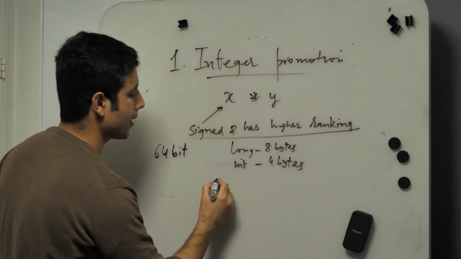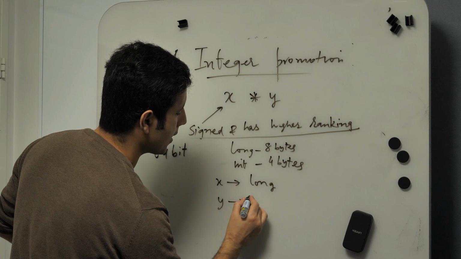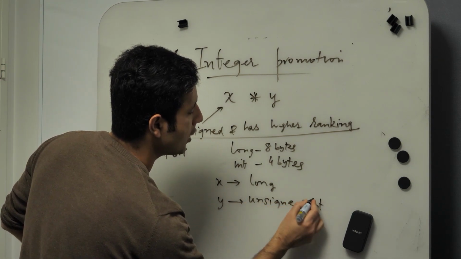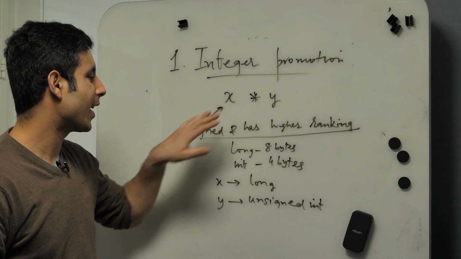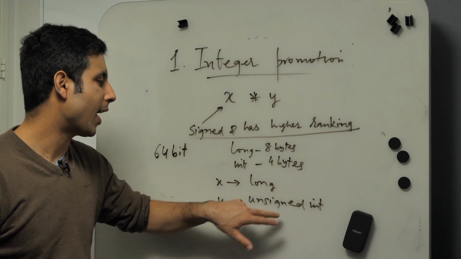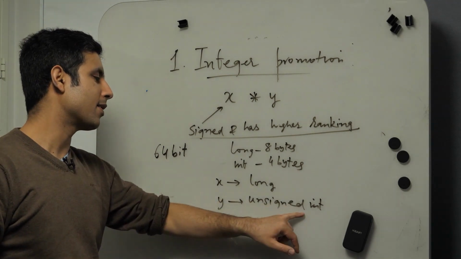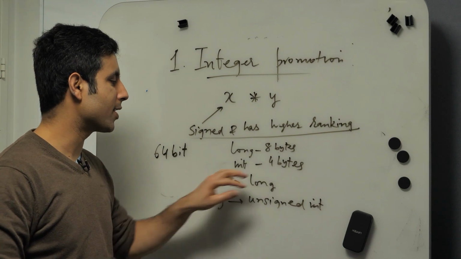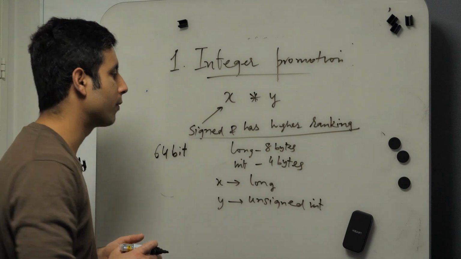Let's say x is long and y is unsigned integer. In this case, long, which is signed, can represent all values in the range of y, the unsigned integer, because unsigned integer on a 64-bit system is 4 bytes. So the common type for this expression is long. So y would be promoted to long type, and then the operation will happen.